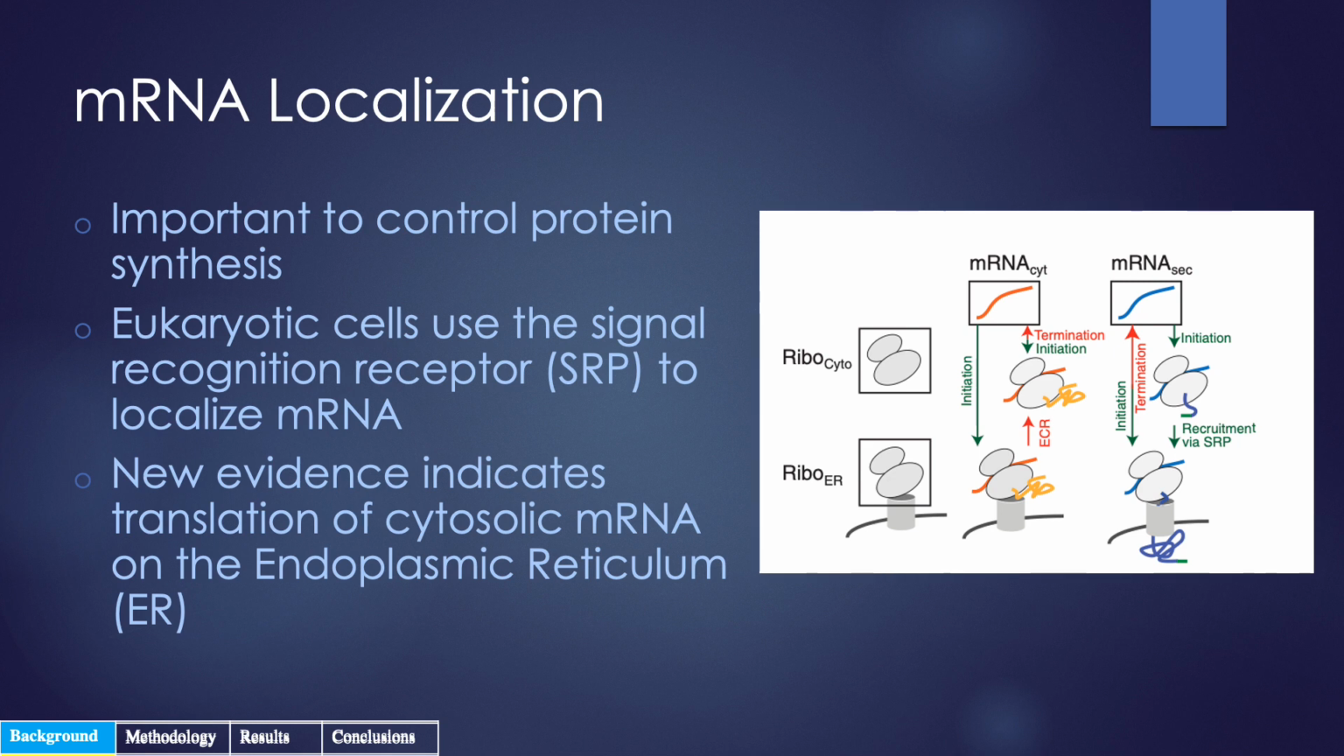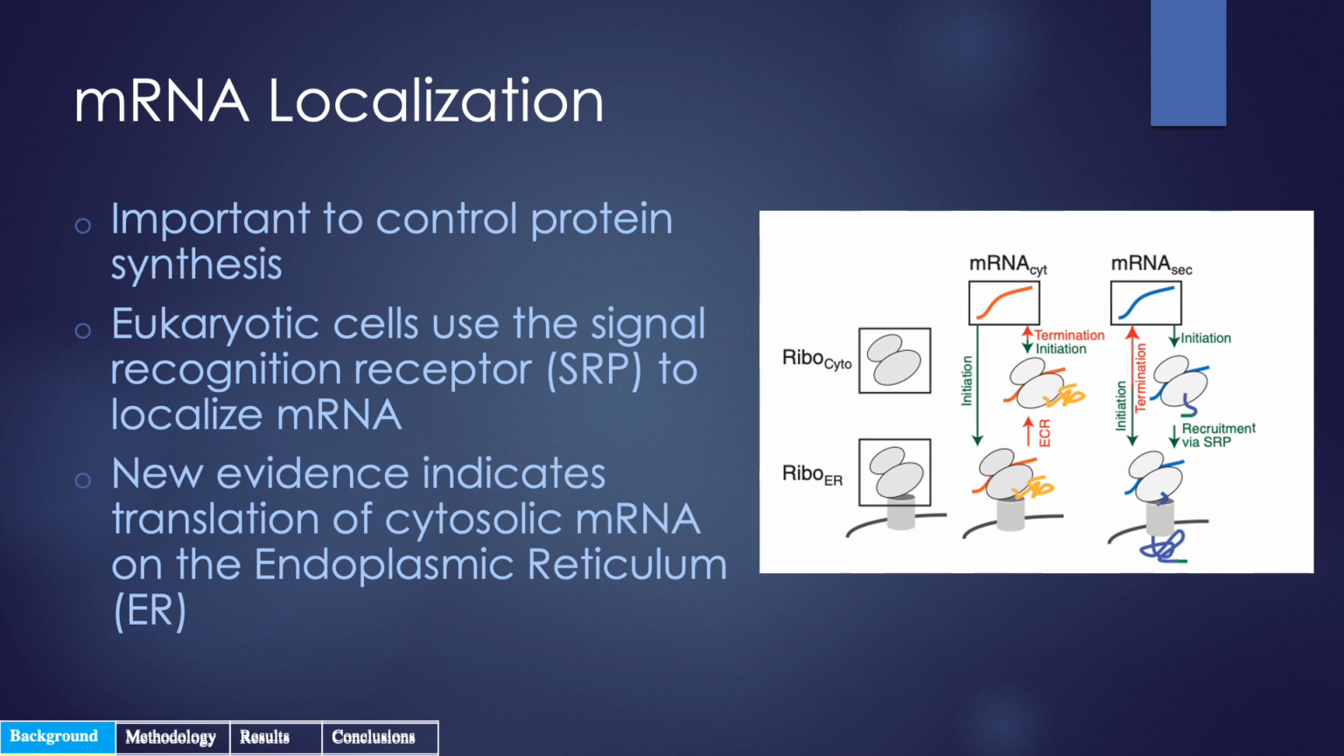So first, I will explain the figure on the right. This just shows a translation of mRNA through cytosolic ribosomes and through membrane-bound ribosomes on the endoplasmic reticulum. On the endoplasmic reticulum, those have the signal recognition particle, as I'll be discussing in just a second.